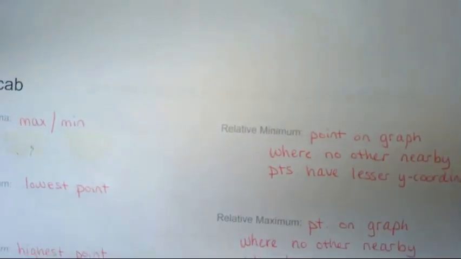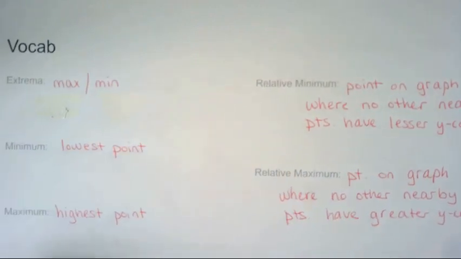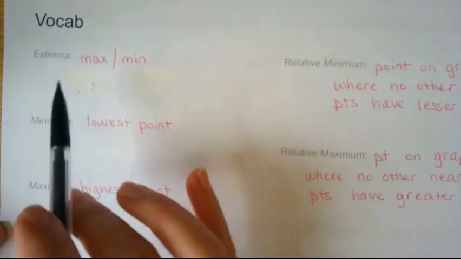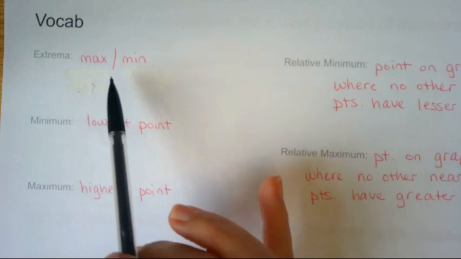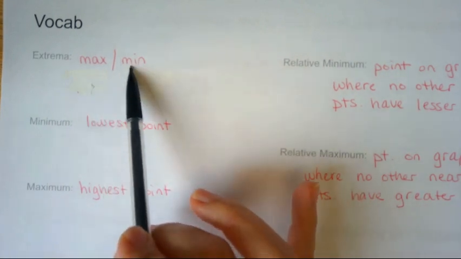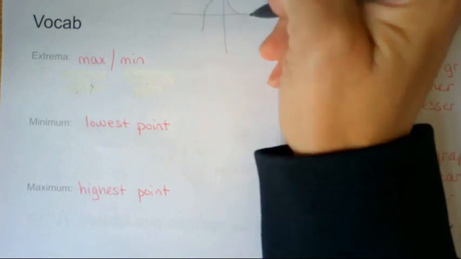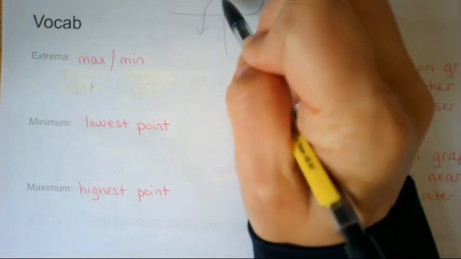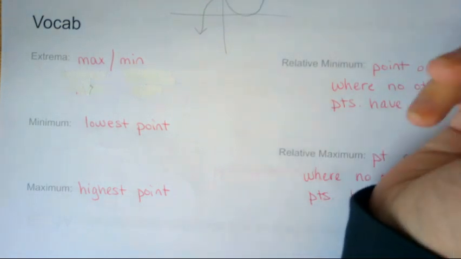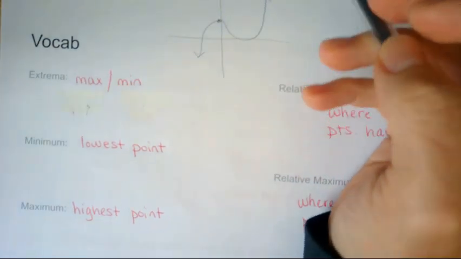So here we go. We start with some vocabulary, and your extrema is what I just said. It's the maximums or minimums. So when you have a picture here, if I were just to draw you something like this, here would be a maximum in my picture because it's the highest point.